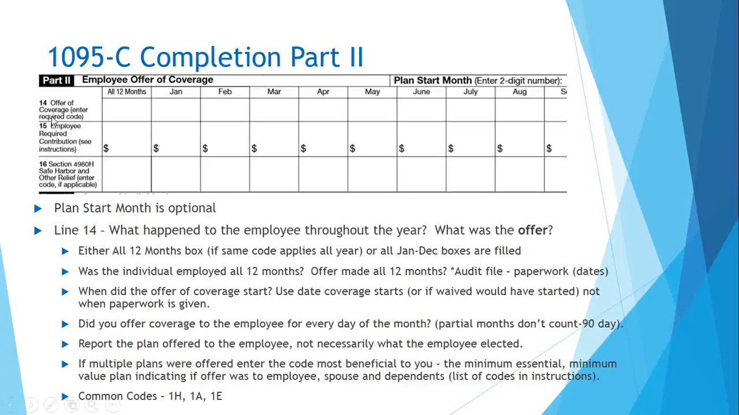Line 14 here, the offer of coverage. It's really asking, like, what happened to this employee throughout the year? What was the offer of coverage to the employee? When was it offered? Not what did the employee take? Which plan specifically did the employee take? It's what was offered to them. So was the individual employed all 12 months? Was an offer made all 12 months? Like all of those things are pieces that go into this form.